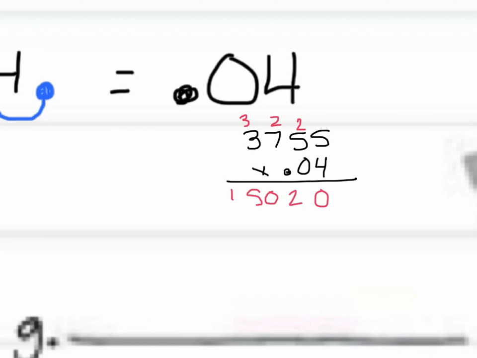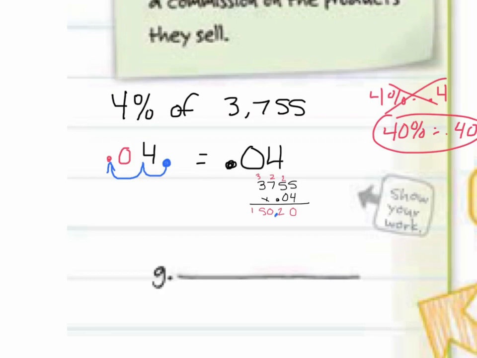Now we don't need to multiply this 0 through. What we do need to recognize is that I have 2 numbers to the right of the decimal point, so I need 2 numbers to the right of the decimal point in my answer. And so what is my answer going to be? $150.20.